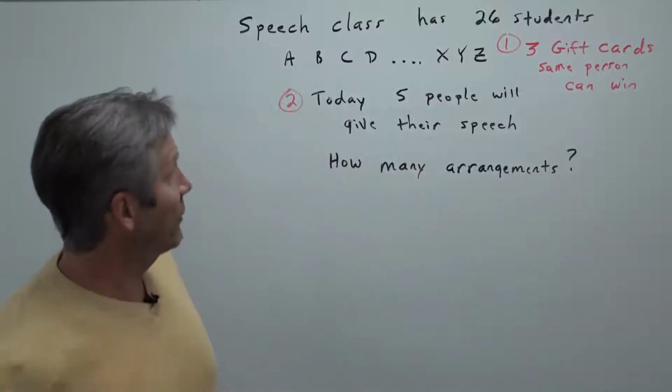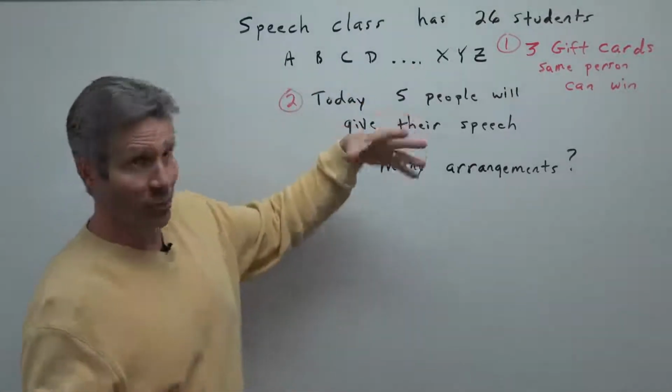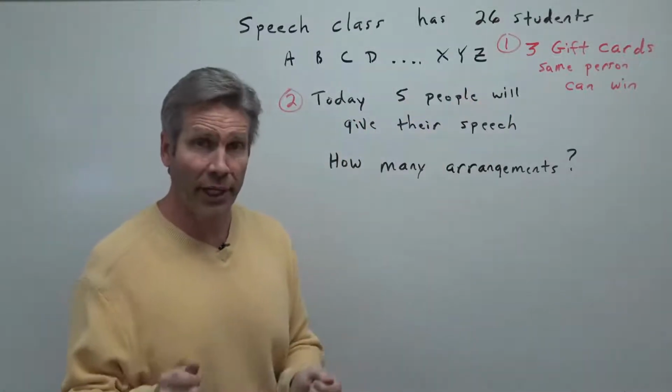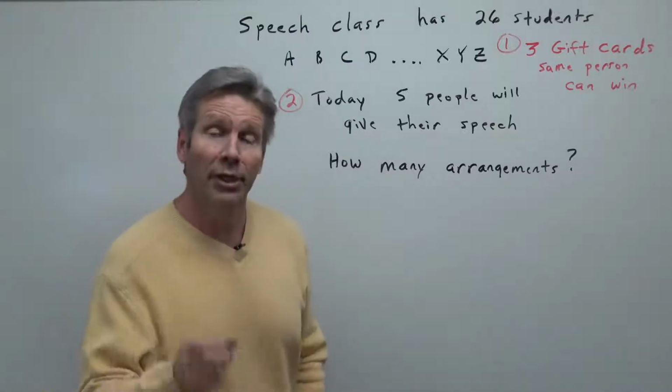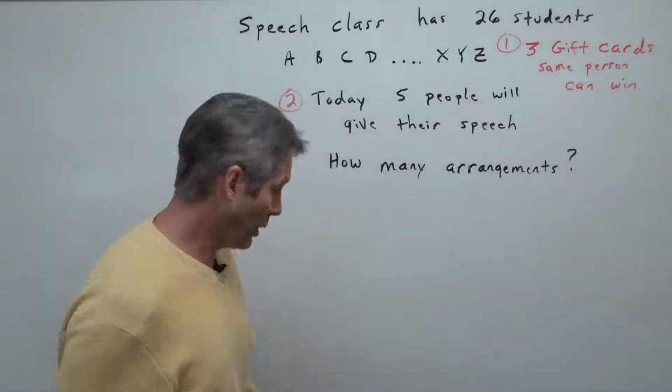Let's say there's 26 students in a speech class. We'll label them A through Z, 26 letters in the alphabet. We're going to give away 3 gift cards at random, put everybody's name in a hat or whatever, but the same person could win all 3, could win more than 1 card.